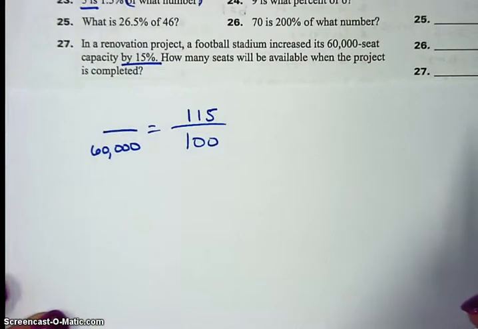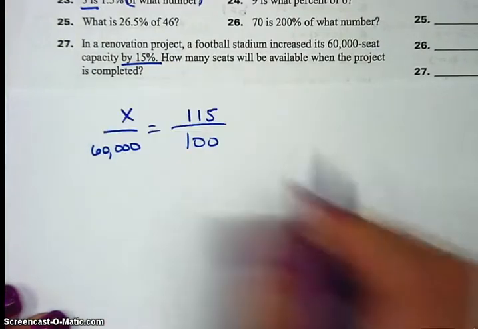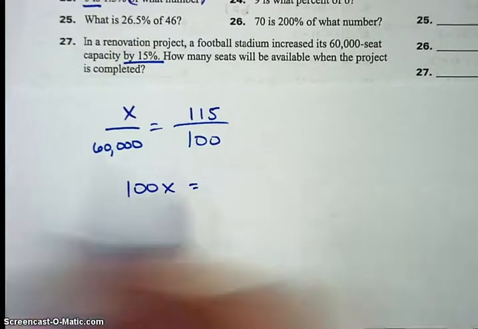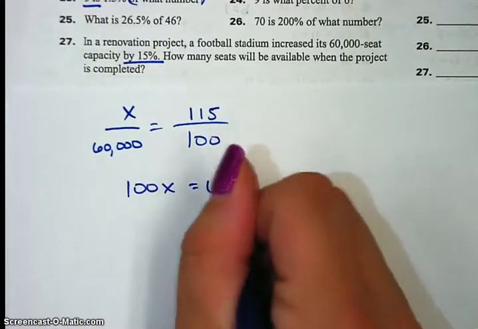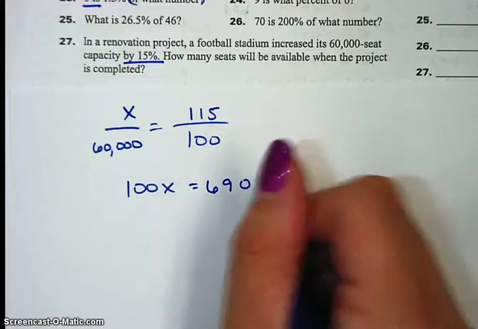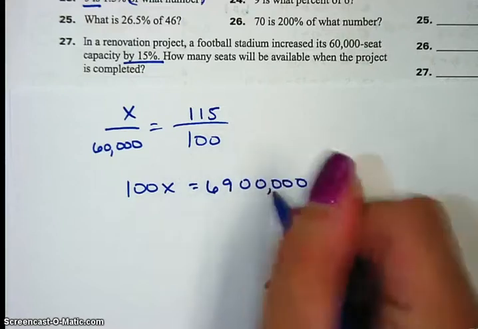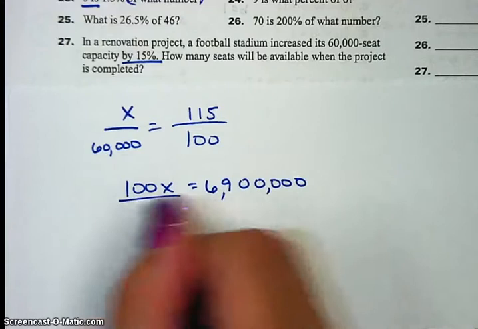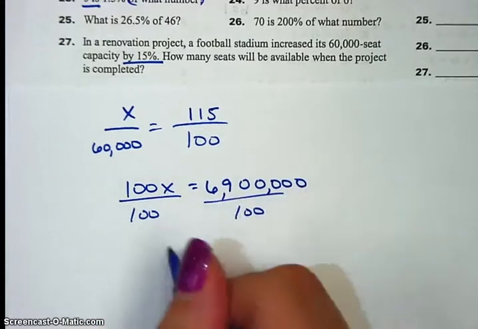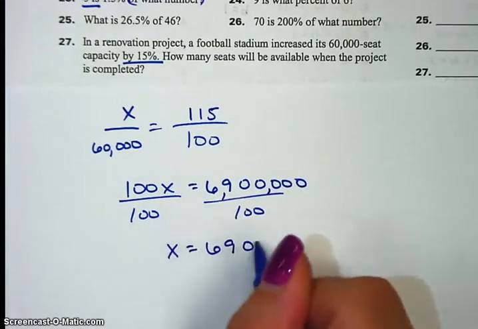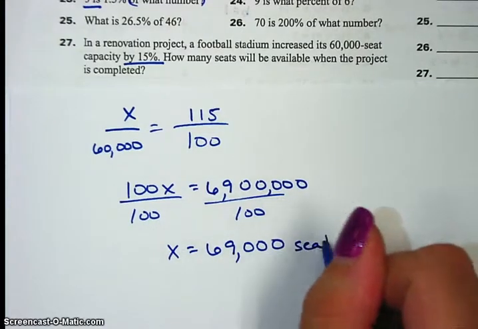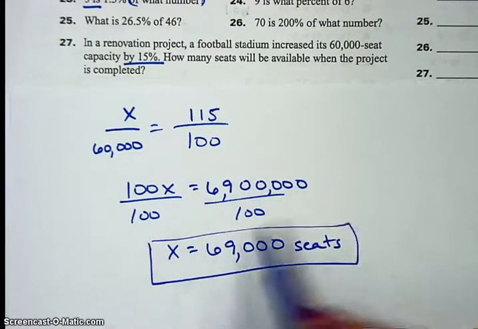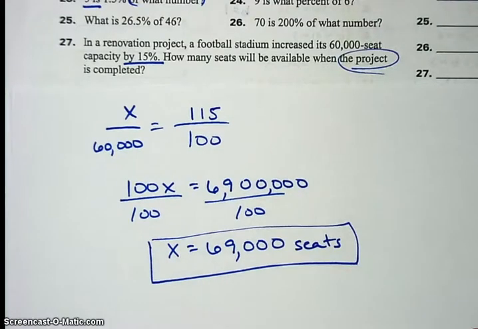How many seats will be available when the project is completed? So we're going to cross multiply 100x. Now 60,000 times 115 is a very big number. 1, 2, 3, 4, 5 zeros. And then we're going to divide by 100. So x equals 69,000 seats. Don't forget your seats. That's how many total when the project is completed. All right.